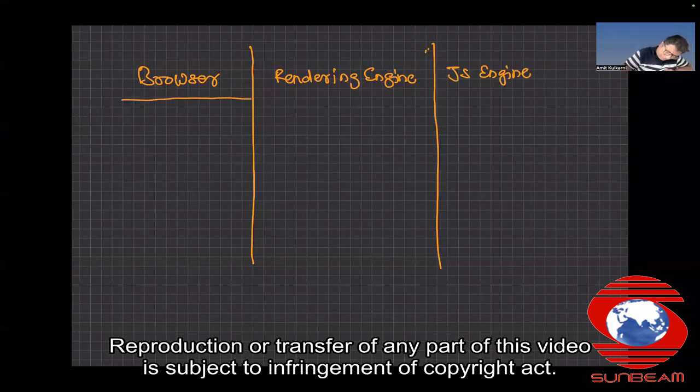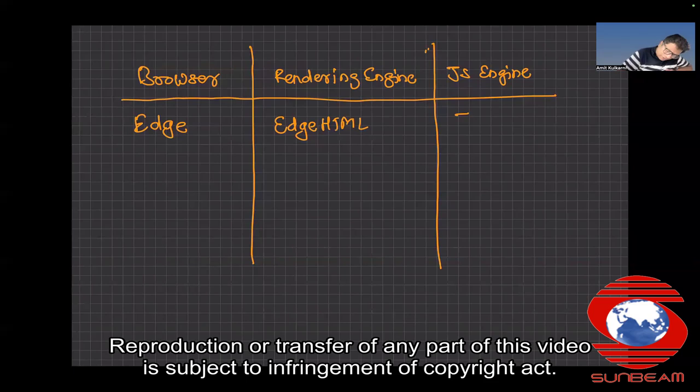Now I'll show you a couple of browsers here, starting with one of the slowest, Edge. Edge uses a rendering engine called Edge HTML. Earlier it was KHTML, now it is called Edge HTML. The JavaScript engine it uses is something called Chakra. The name of that JavaScript engine in Edge is Chakra.